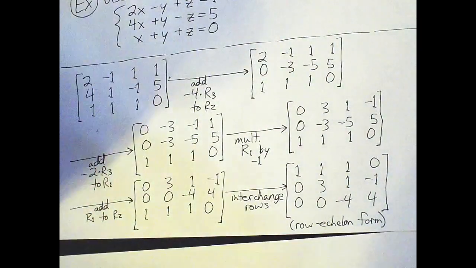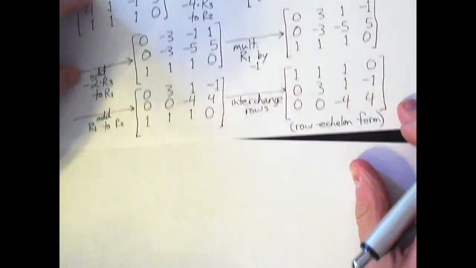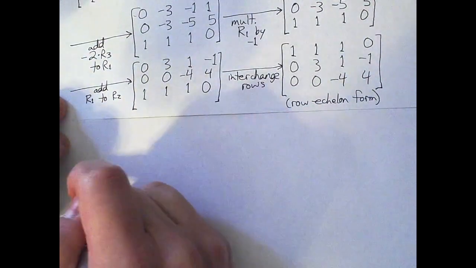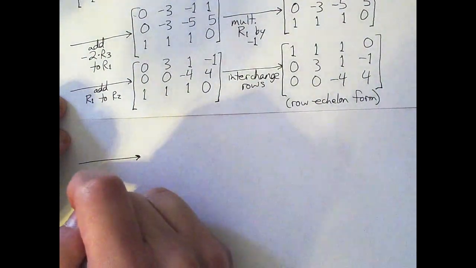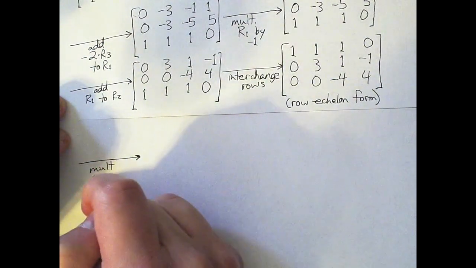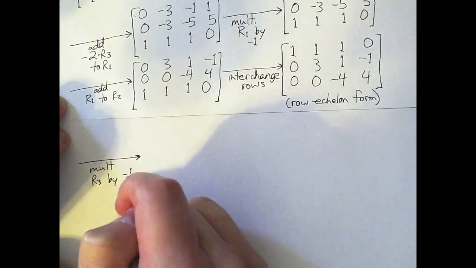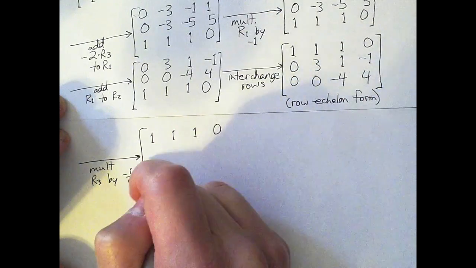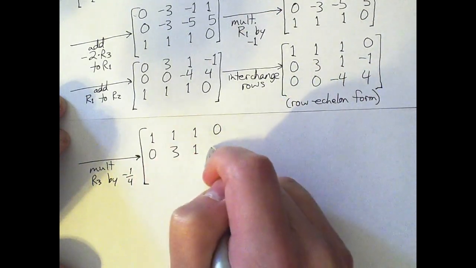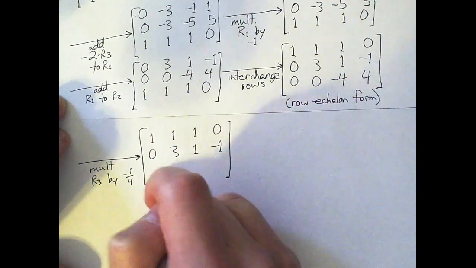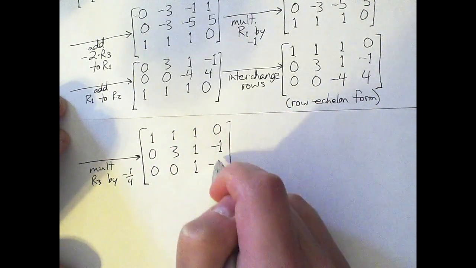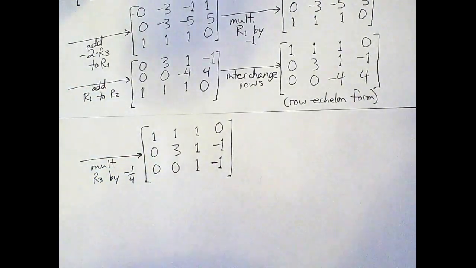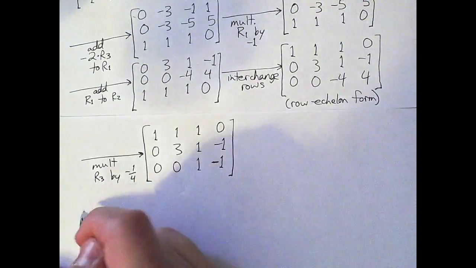Negative 4, 4. Do you want to do something about that? Just because you got it in row echelon form, it doesn't mean you have to stop here. I'm going to go one step further. I'm going to multiply row 3 by negative 1/4, because that 4 and -4 were bugging me. And I was like, well, that's just 1 and -1. So now we have it representing a triangular system, and we can do back substitution.